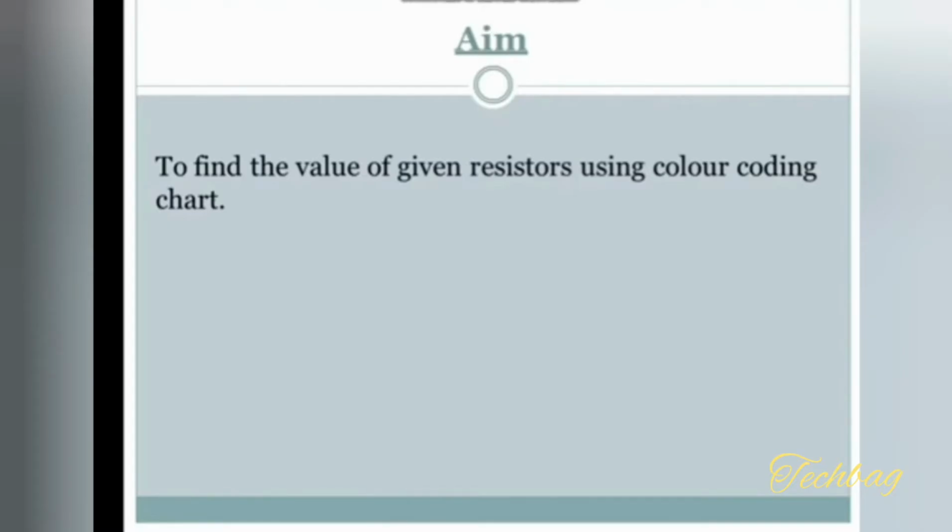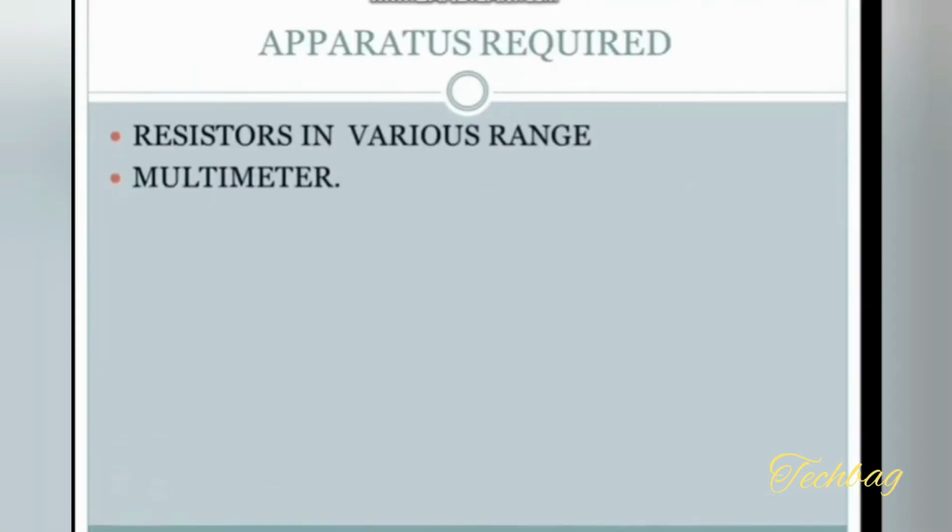The aim of this experiment is to find the value of a given resistor using the color coding chart. The apparatus required are resistors of various ranges and a multimeter. Here the multimeter is to cross-check the value of the resistor.